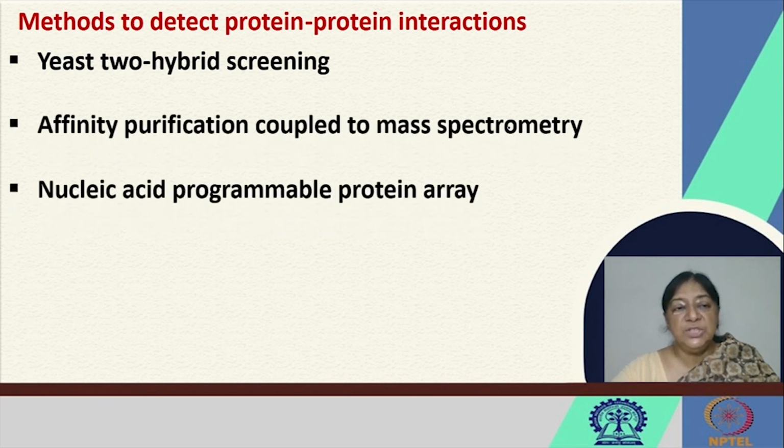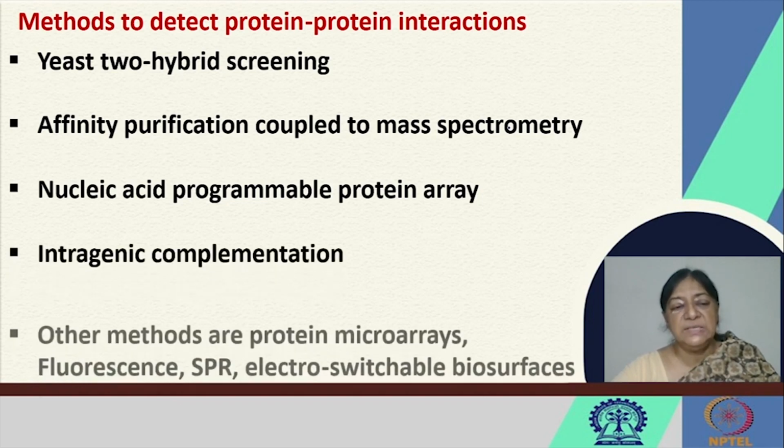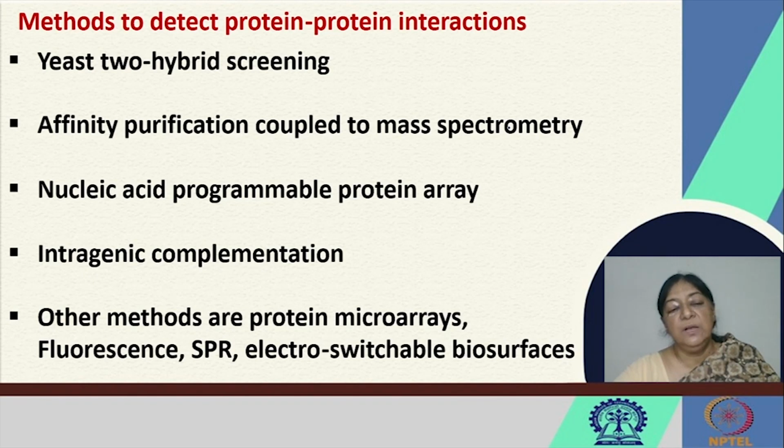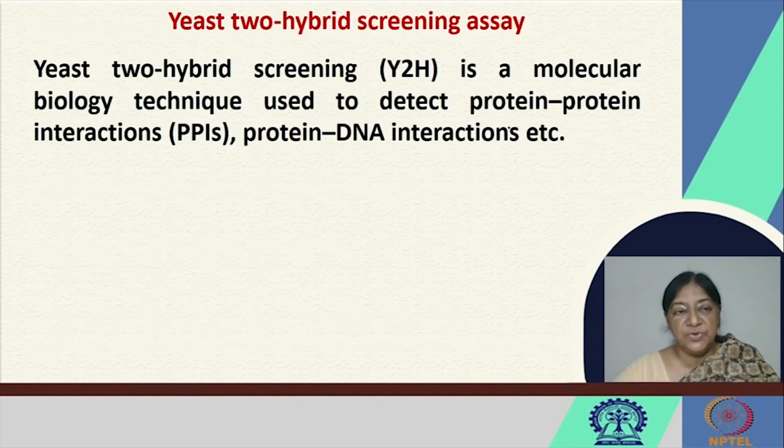There is the yeast 2 hybrid screening, known as the Y2H test, and affinity purification that can be coupled with mass spectrometry to check for specific affinity of two proteins. And we have different protein array methods and other methods including fluorescence, SPR, and electroswitchable biosurfaces. We will briefly be looking at the Y2H screening.